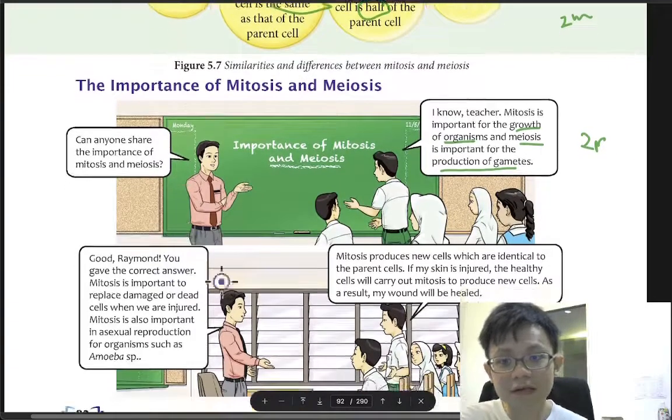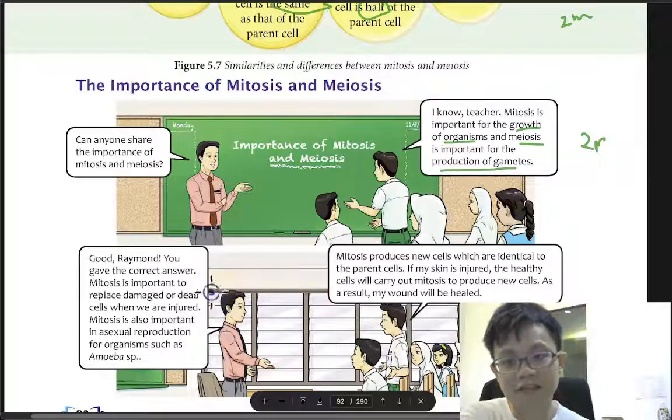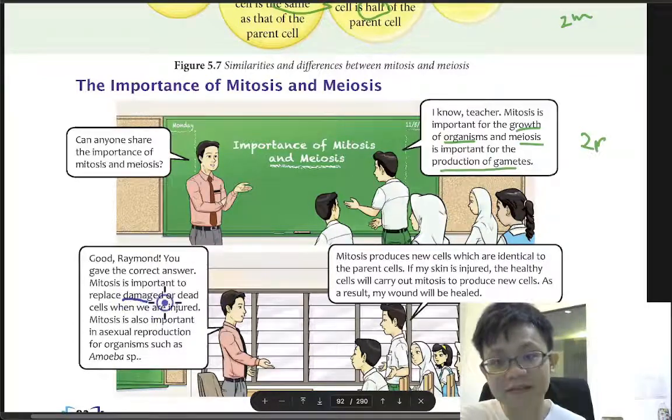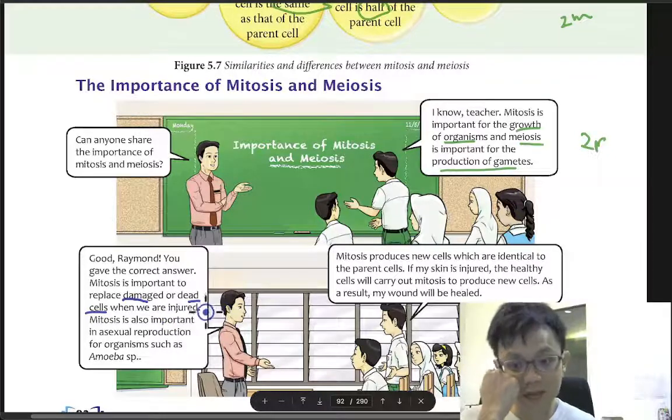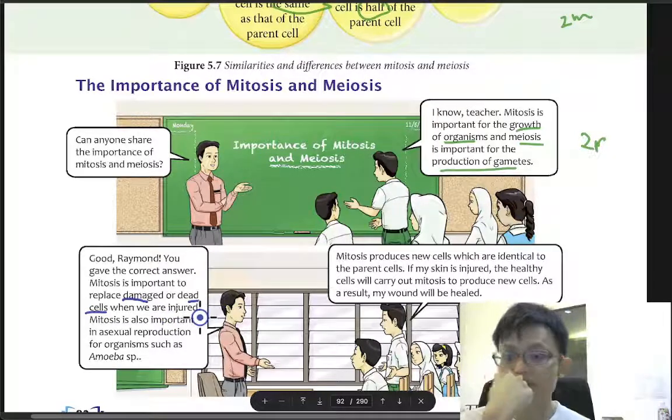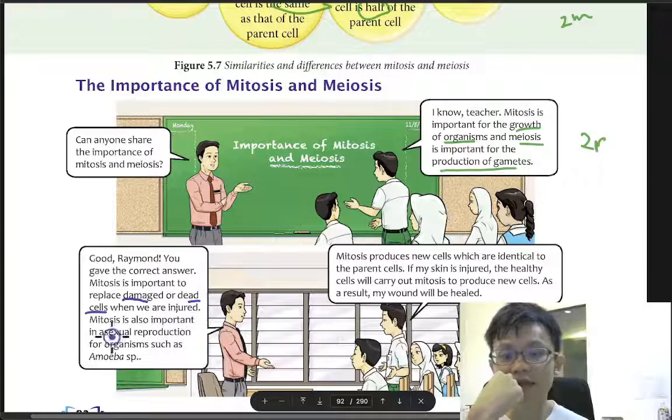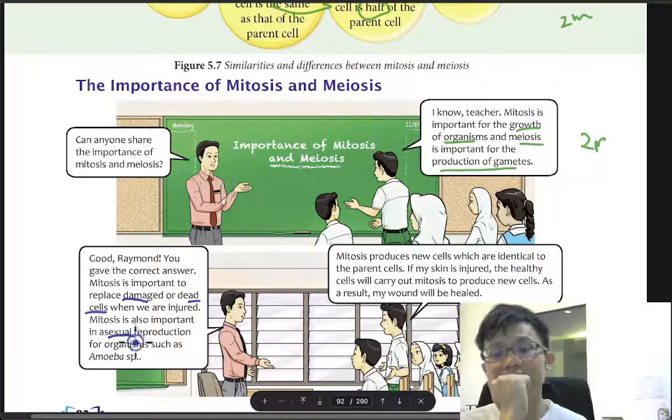Okay. Let me choose a different color. Good morning, Raymond. You gave the correct answer. Mitosis is important to replace damaged or dead cells. Yes. Let's say why you want to have a growth cell, because the cell is damaged or dead, or for growth. Mitosis is also important as asexual reproduction.